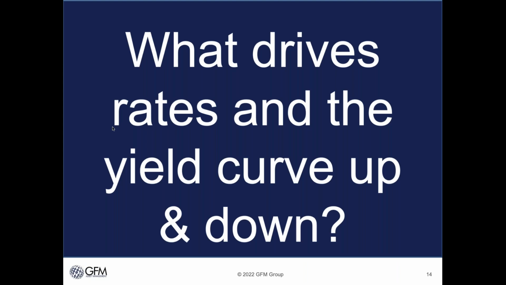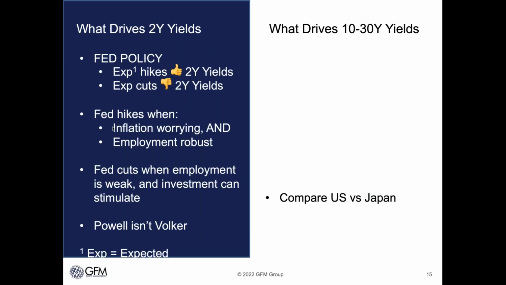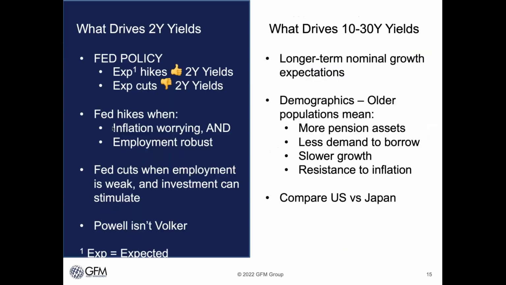So that's the history. What about the drivers? I've briefly mentioned inflation. I've briefly mentioned economic growth expectations and so forth. If I were to summarize what makes yields go up and down, I've tried my best to put it in this slide. So this slide on the left tells you what drives short-term yields, what drives 2-year yields, and on the right shows you what drives longer-term yields, especially the 10-year and the 30-year yields.